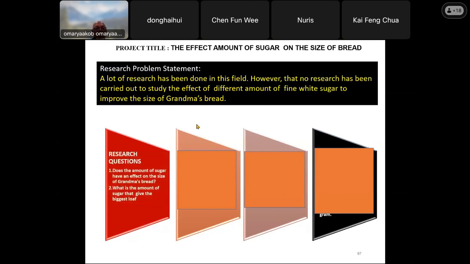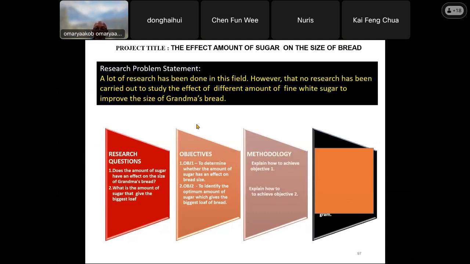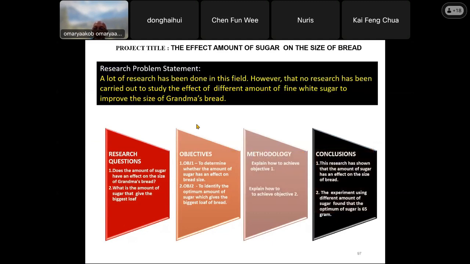So we see the research question from John. So these are the objectives, and then how to achieve the objectives, and finally, you see how John concluded at the end of it, answering the research question and objective. Okay. So the conclusion there, number one, the research has shown that the amount of sugar has an effect on the size of bread. Okay, that answers question number one, that achieves objective number one. Number two, the question is what is the amount of sugar? So the answer is there. It's given in the conclusion.